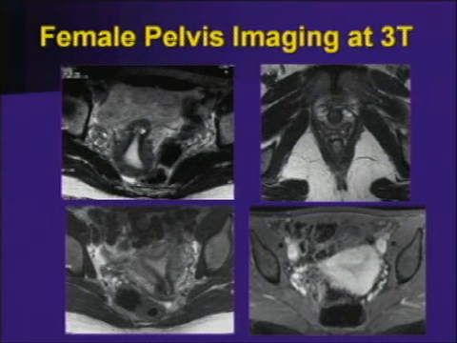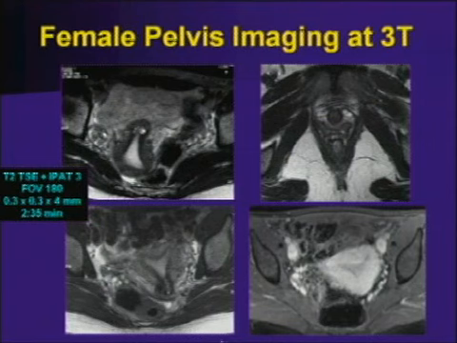So these are some images that we've recently acquired on our 3T magnet. One of the things that we can push on the 3T, because of that high signal to noise I mentioned, is the limits of resolution that we've previously had. So we can do a small field of view, 180 field of view, get a sub-millimeter voxel size, and image in just 2 to 3 minutes.